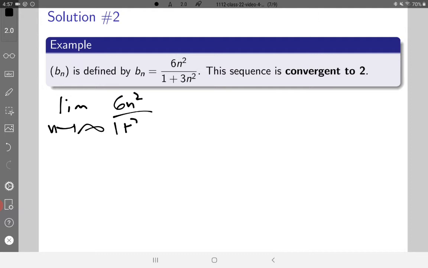And I won't even bother plugging in some small or even big values for n, because if you do that, you'll hopefully convince yourself that it makes sense that this limit is going to be 2. Here's one way to think about this.